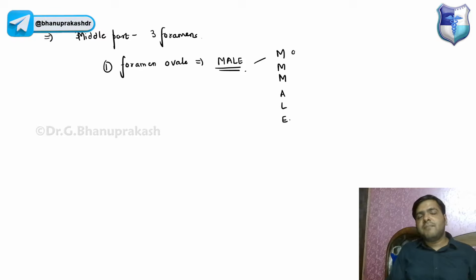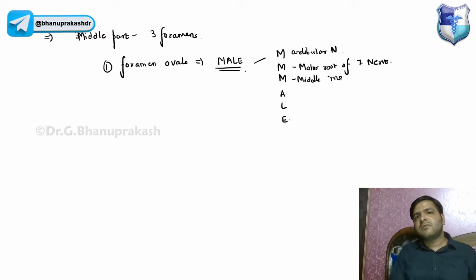What is passing through this foramen? It is the mandibular nerve, right? We have another, the motor root of the trigeminal nerve. We have the middle meningeal vein, the accessory meningeal artery, and the lesser superficial petrosal nerve.